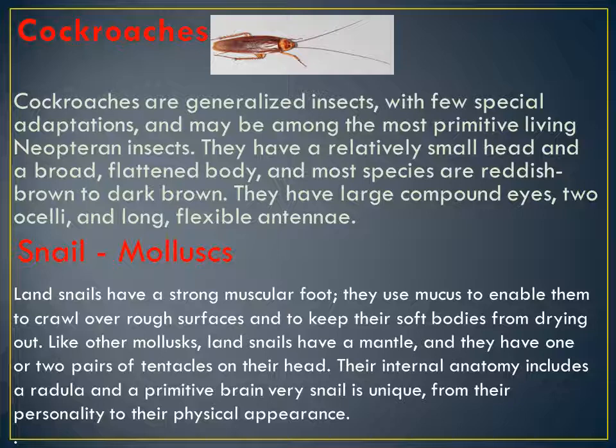What is the body of a cockroach like? It is an insect which has a few special adaptations and may be among the most successful living neopteran insects. They have a relatively small head, broad flattened body, and most species are reddish brown to dark brown. They have large compound eyes, two ocelli, and long flexible antennae, isn't it?